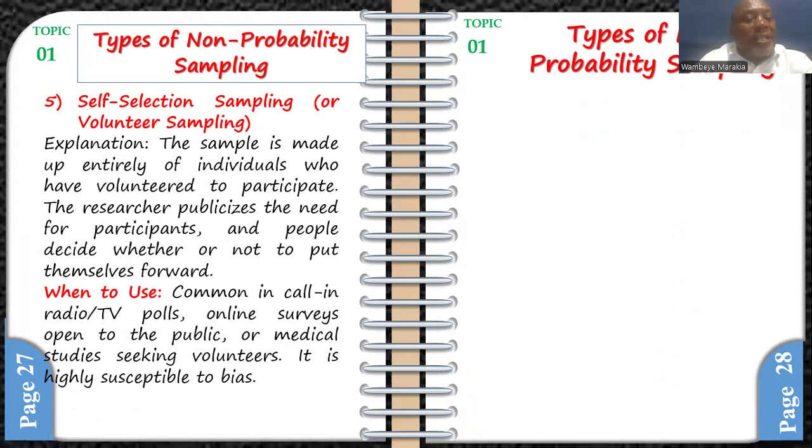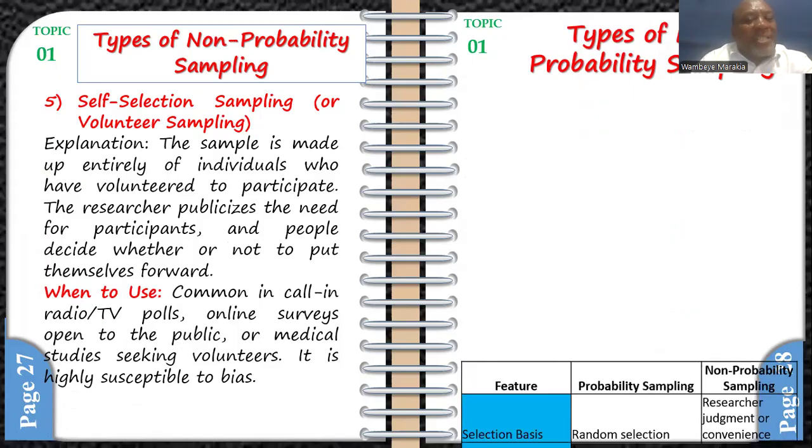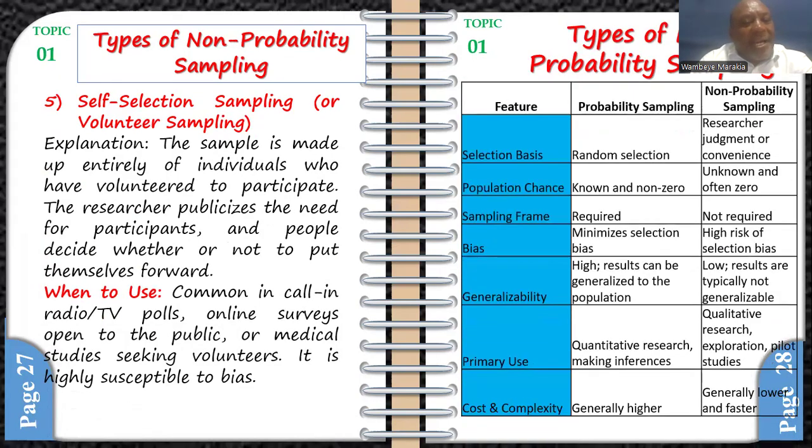Common in call-in radio and TV stations where they are doing polls, online surveys open to the public, or medical studies seeking volunteers are highly susceptible to bias. Now, I do a conclusion of this. I want to differentiate between the two.